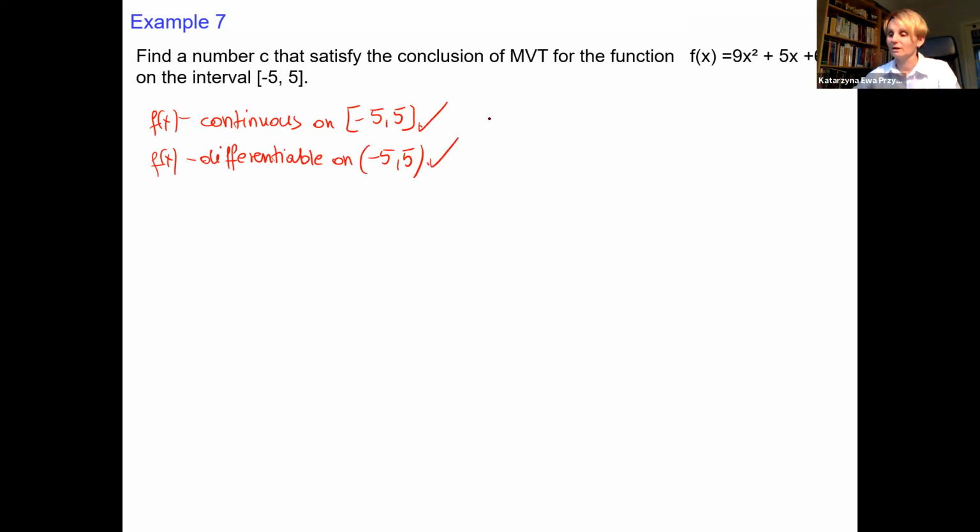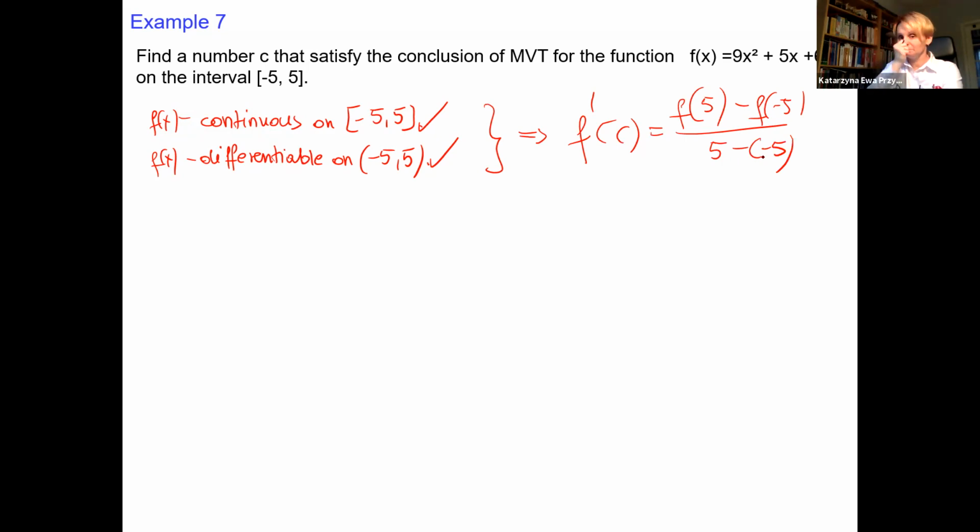Continuous and differentiable. Then there exists a number c such that the derivative at c is the same as the average rate of change between the endpoints. And instead of a and b, I can substitute. Okay, we just have to solve this equation. Derivative the same as average rate of change. Of course, first of all, I can put x, and that x will be c.